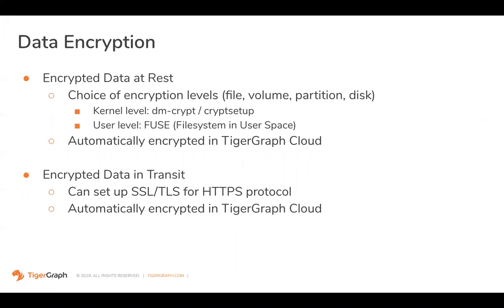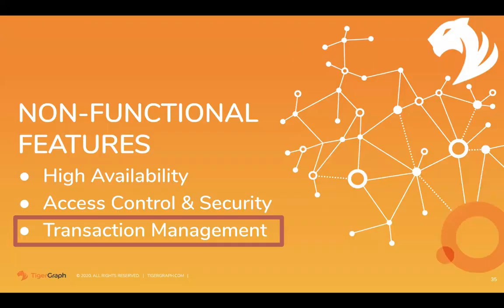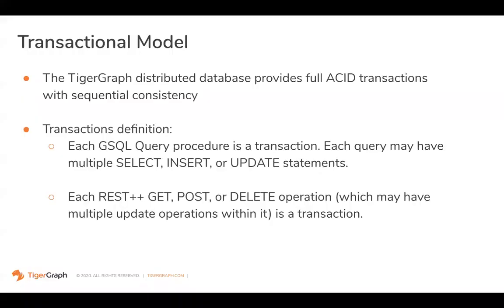And that's the security topic, and I'm going to move on to the last topic, transaction management. We are a distributed database, and we are a full ACID database using the sequential consistency model. There are a lot of different consistency models these days, and so sometimes you need the fine print, and we're going to have just enough time here to give you the overview of what model we follow. So first of all, what is a transaction in TigerGraph?